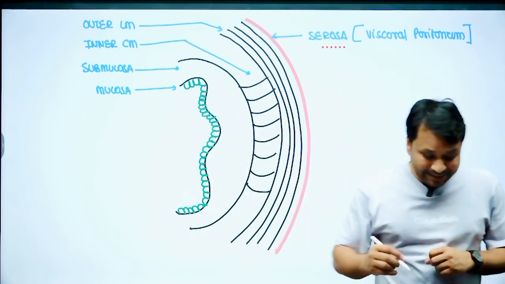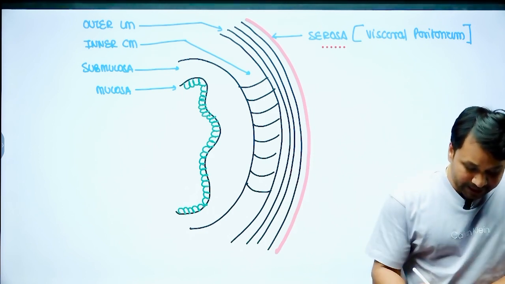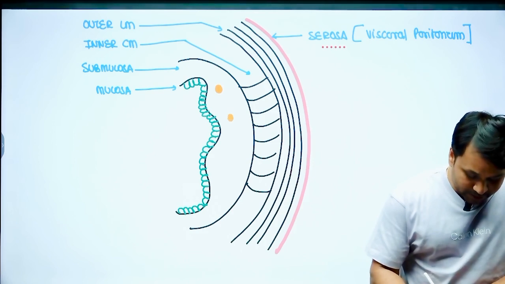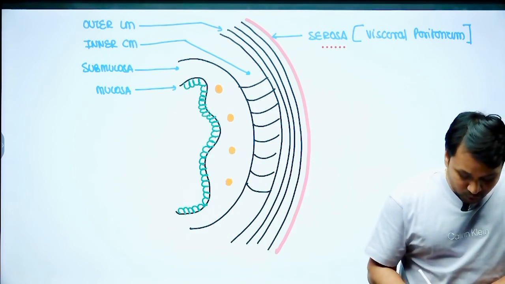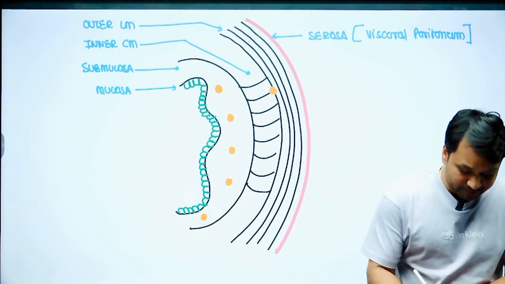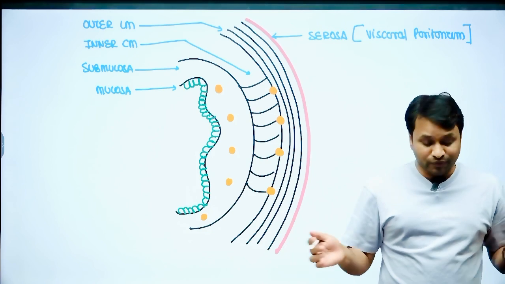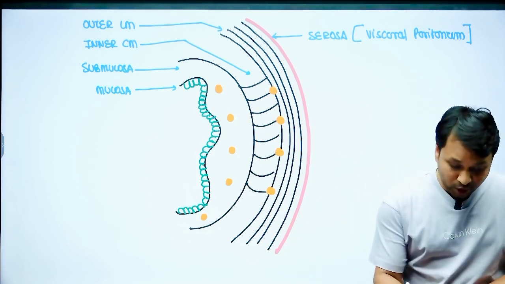Now, what is interesting to notice in all these components is you will see that the neuronal plexus which are present are divided into two categories. As we all know, Meissner's and the myenteric plexus. The Meissner's plexus are present in the submucosa. The myenteric plexus are present between the junction of the inner circular and the outer longitudinal muscles.